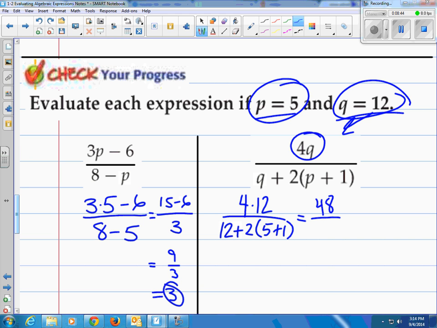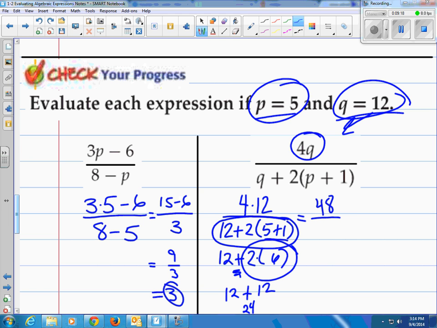And then the bottom, we're going to work it just like a typical math problem by itself. I'm going to do the parentheses first. So I have 12 plus 2 times, what's 5 plus 1? Well, that's 6. Now I have 2 times 6. Right here, we've got parentheses next to a number. That means multiply. So let's do that next because that comes before the addition. So we'll do 2 times 6, which is 12. Then we'll add the other 12, and that's 24. So on the bottom, we'll have 24. Then we take 48 divided by 24, and that's 2. There you go.